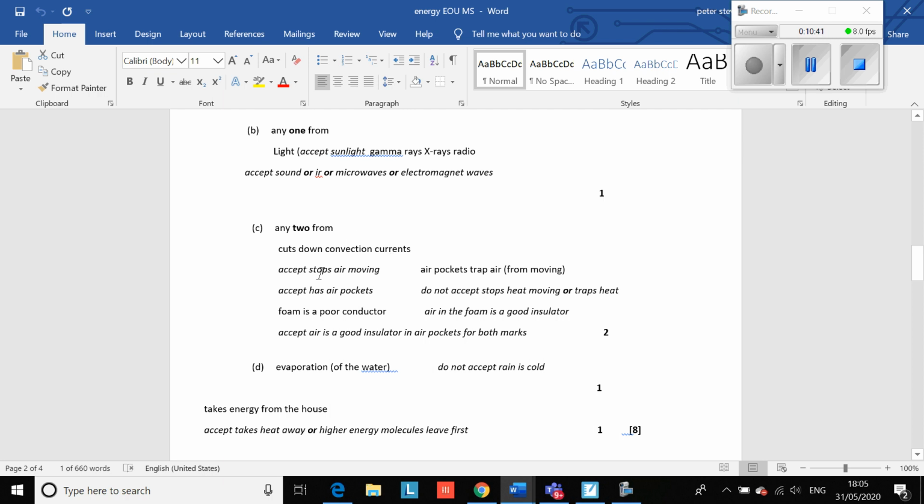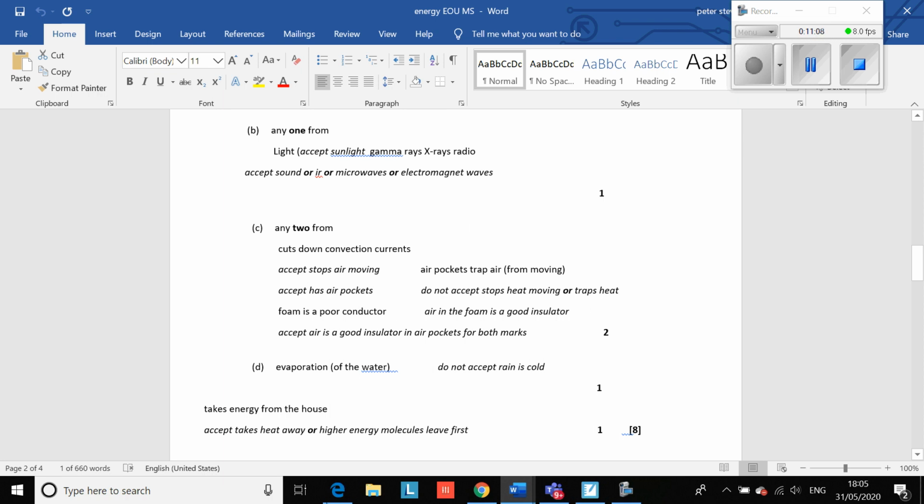So stops air moving. Have air pockets. Foam is a poor conductor would also be included. Air pockets trapped air, so stops the air from moving. Do not accept stops heat. Okay, so we can't have that. Stops heat from moving, because it doesn't. It just slows it. Air in the foam is a good insulator would get you a mark. So there's a few answers there that you could definitely have.